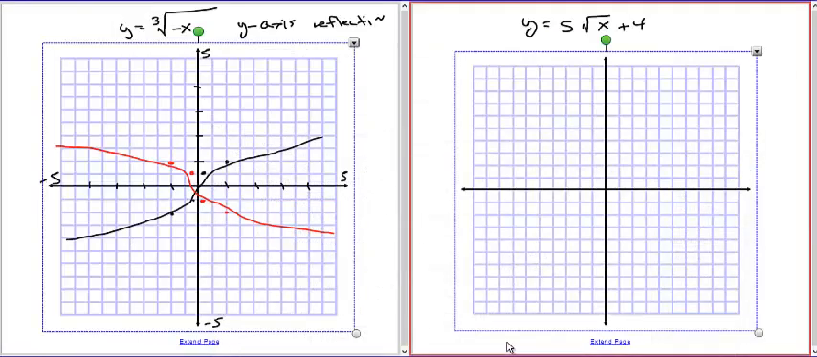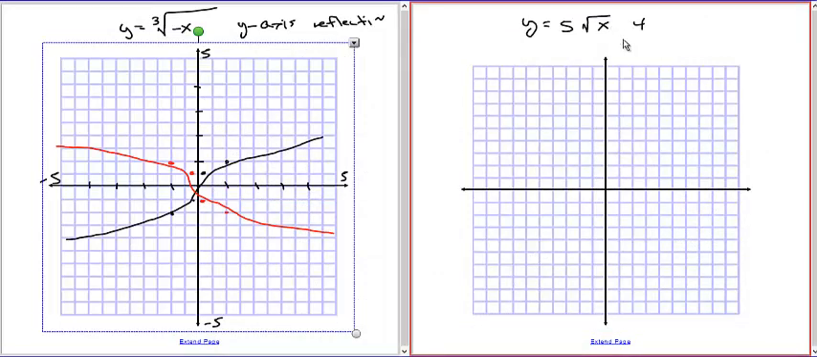Oh, minus 4. Okay, so you're going to have three things happening here. Let me add a page so you can see it all. So you're going to have a shift down, sorry, it's negative 4, shift down 4 because of the negative 4.